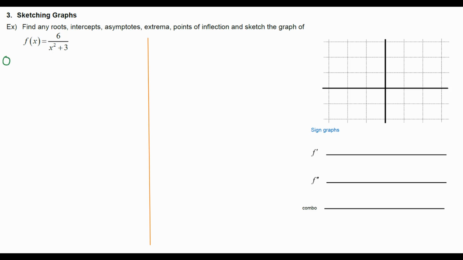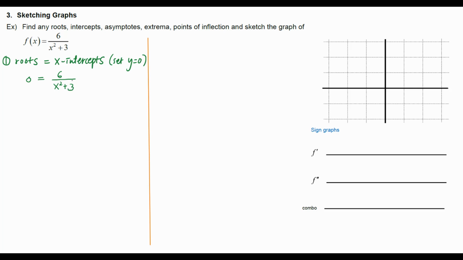What are roots? Roots are x-intercepts. And how do you find the x-intercepts? You set y equals 0. And y is f of x. So we're going to set 0 equal to 6 over x squared plus 3.